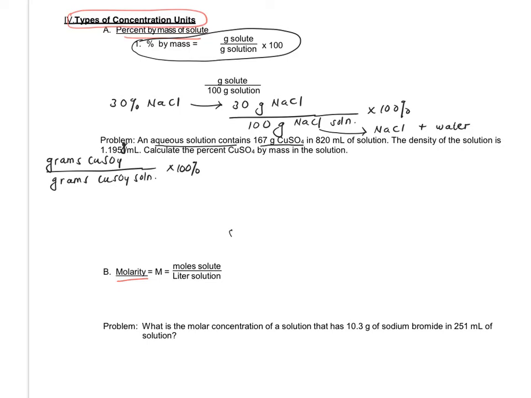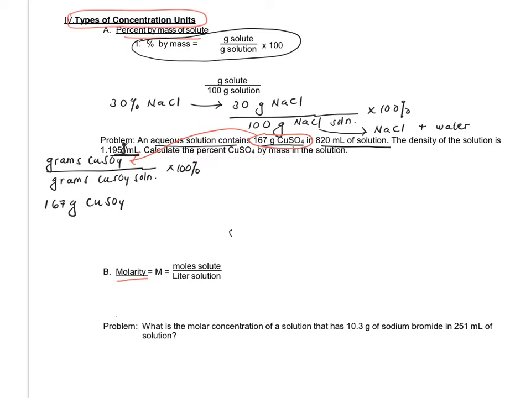If we look carefully at the question, are we given any of the information that we need for our formula? Yes. We are given the grams of our solute, so we have our numerator. Half of the problem is complete. So we can put to the side that we have 160 grams of copper 2 sulfate. Now what we need is to get the grams of solution. In order to get the grams of solution, we have to take this volume of the solution and use the density to get our grams.